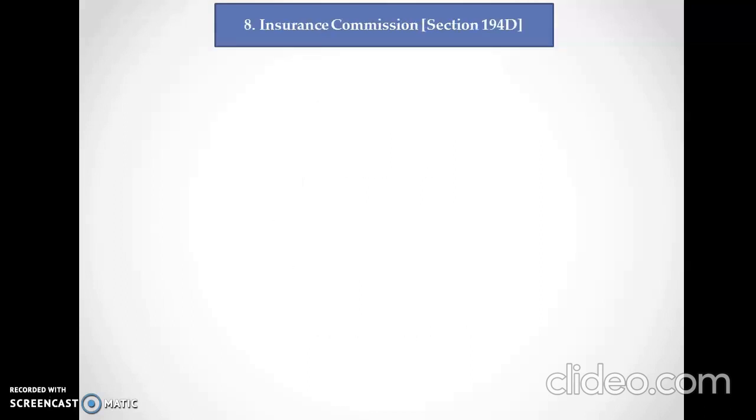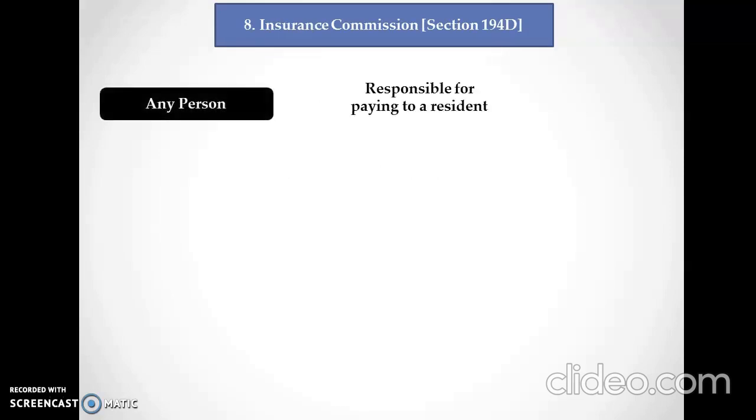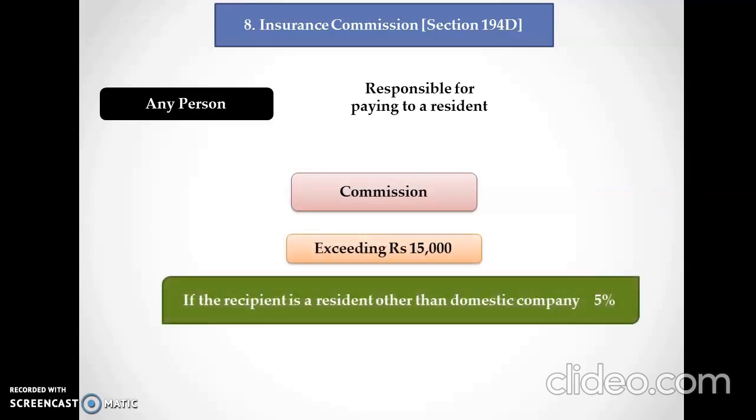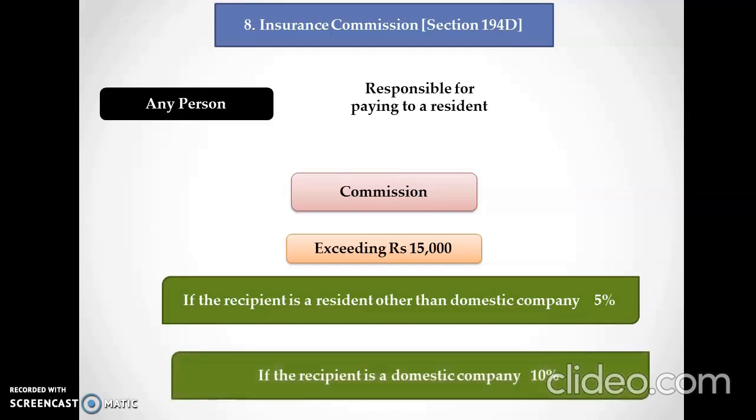Next is under section 194D, that is insurance commission. Any person who is responsible for paying insurance commission to a resident, and the commission exceeds rupees 15,000, then TDS shall be deducted. If the recipient is a resident other than a domestic company, the rate of TDS is 5%. If the recipient is a domestic company, then the rate of TDS is 10%.